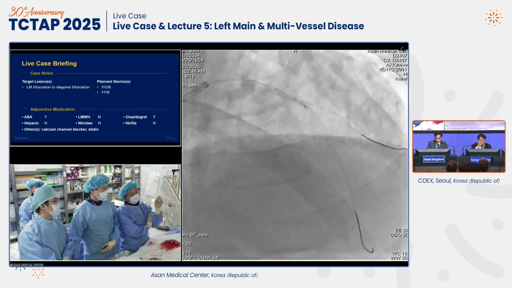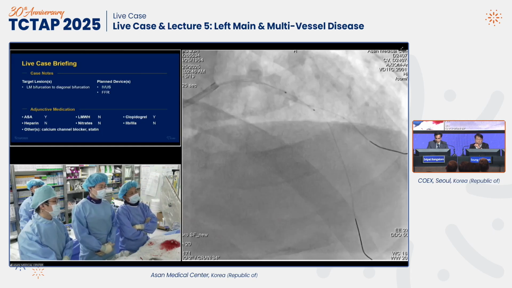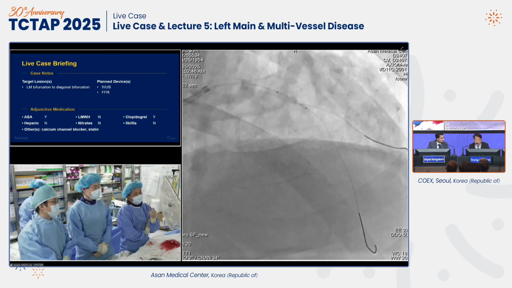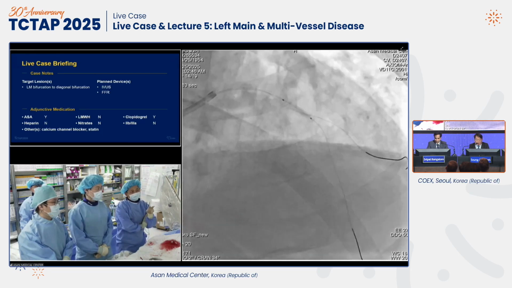We try to check the IVUS, but after wiring, the flow of the LAD was decreased, so we applied a small balloon.